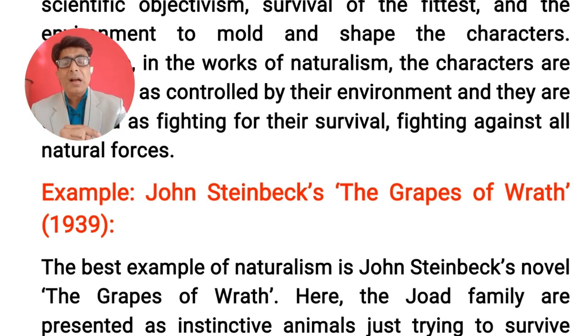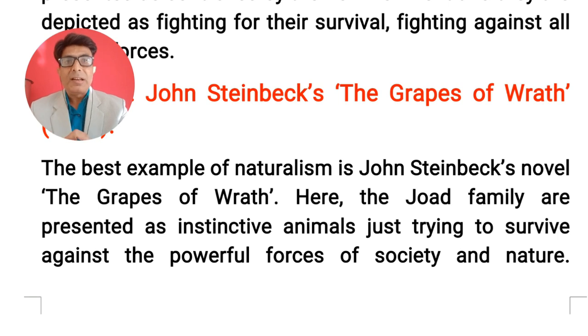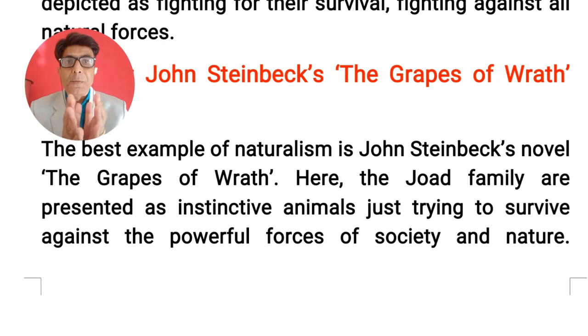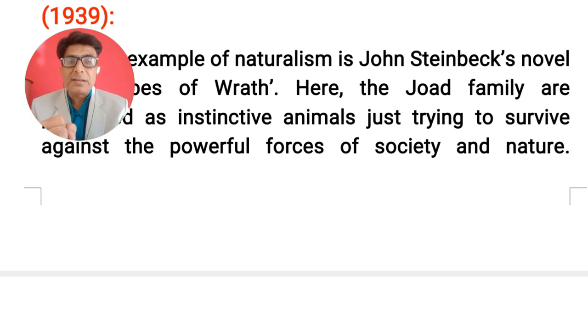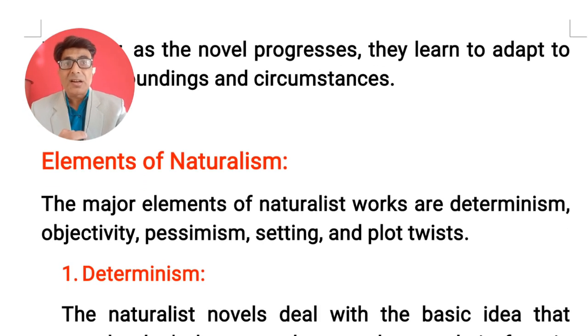If you want one best example of naturalist literature, then remember this name, John Steinbeck. John Steinbeck wrote The Grapes of Wrath, published in 1939, at the beginning of the 20th century. This is the best example. Here you find one family named the Joad family, J-O-A-D. They are presented as instinctive animals, and they try to survive against the powerful forces of society and nature. Their struggle against nature and society is presented in this novel. So such men, full of struggle against different external forces, are presented in naturalist novels.